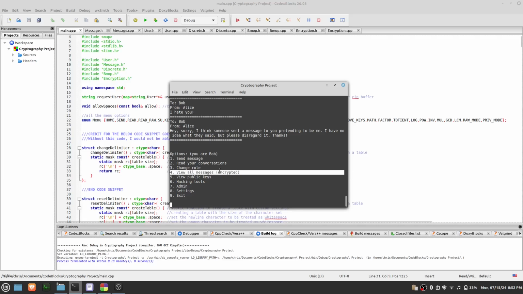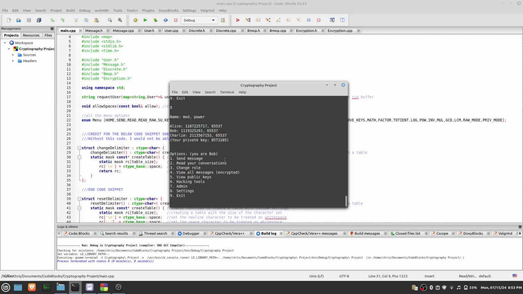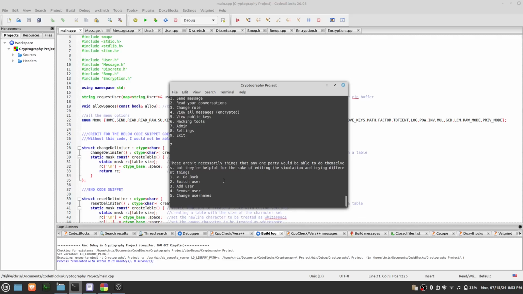It was a lot of fun to make this project. Let's see, we can view public keys at any time. Hacking tools, admin. Admin is, so these are things you actually wouldn't be able to do in either of these roles, but they're more so ways that you can edit the simulation.